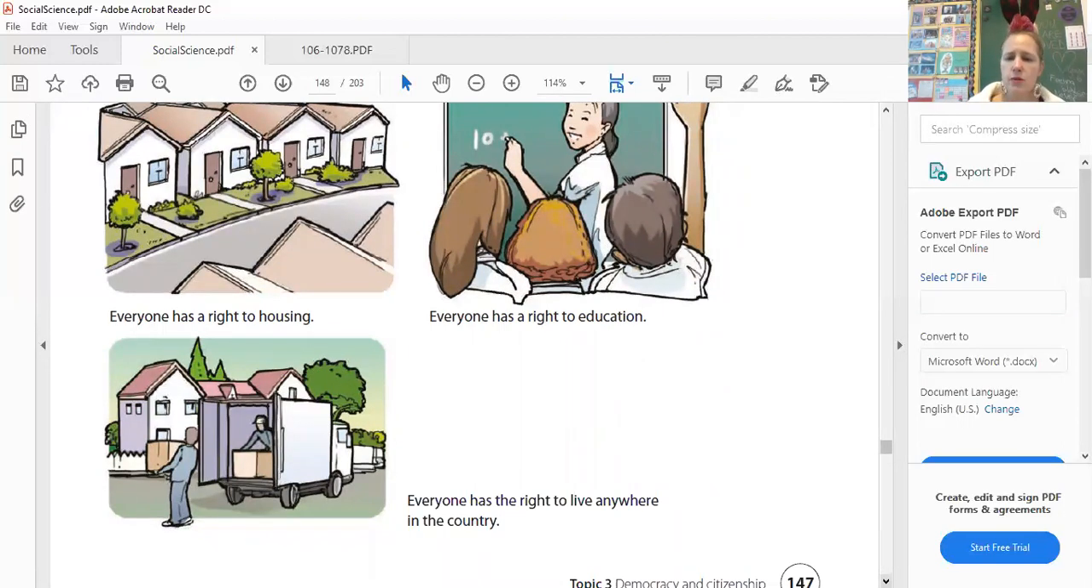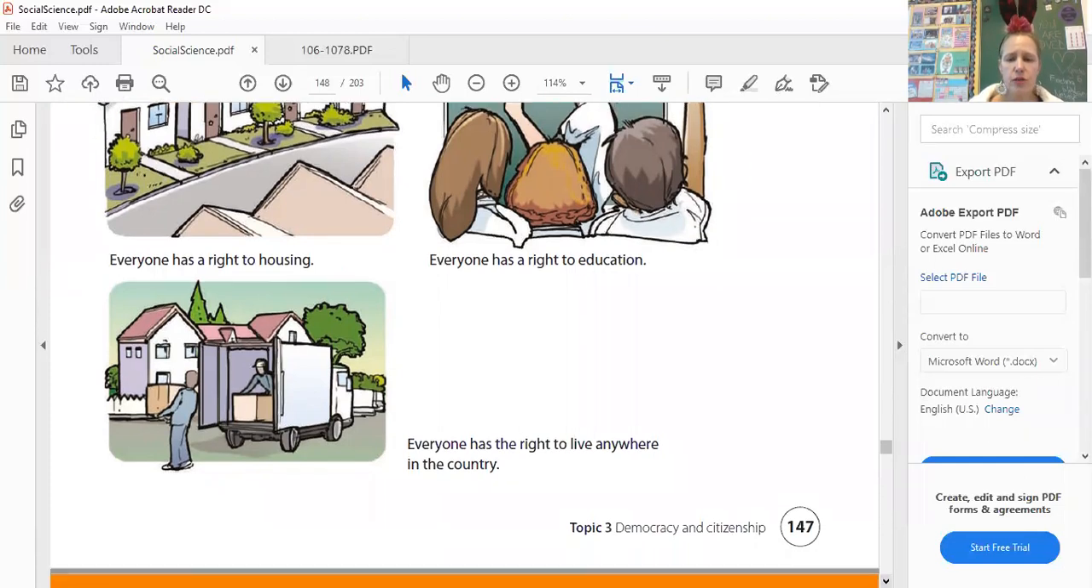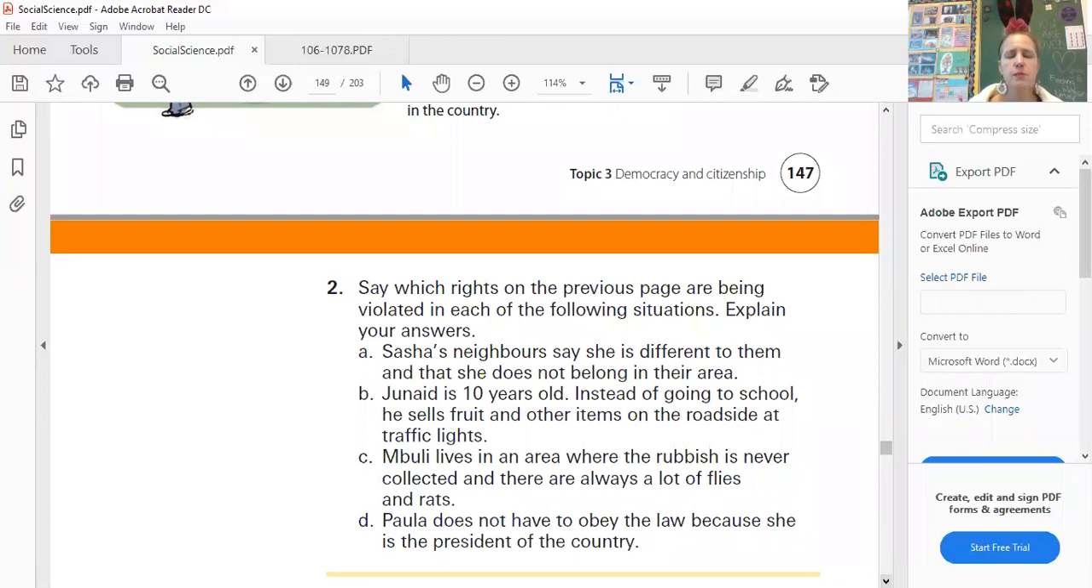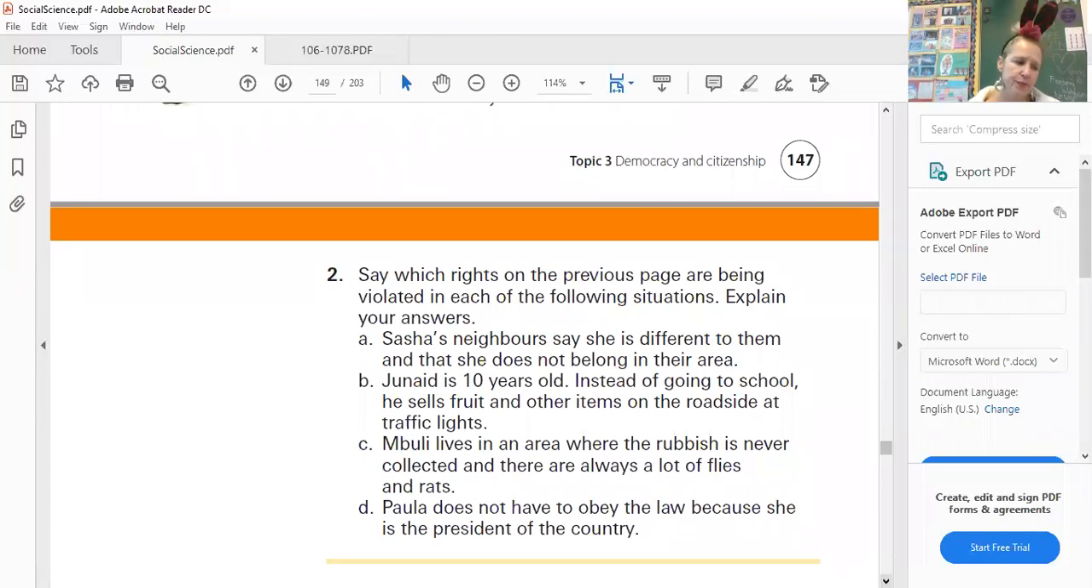So this is what you're going to do in your books today before you do your definitions. I've got 4 situations here, A, B, C, and D. So you're going to put the heading. What are we going to say for the heading? The Constitution, right? Activity 3, page 146. Question 1 we've just done, so just put question 2, A, B, C, D, and then you're going to answer.